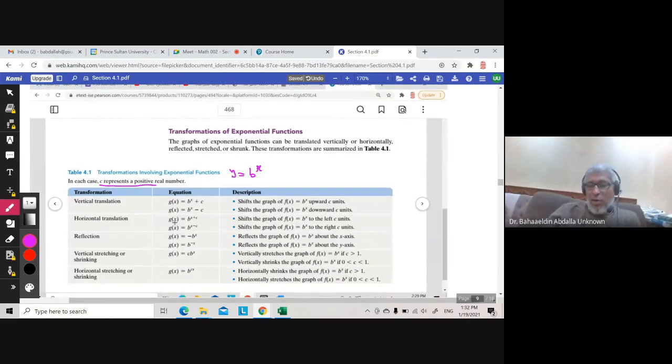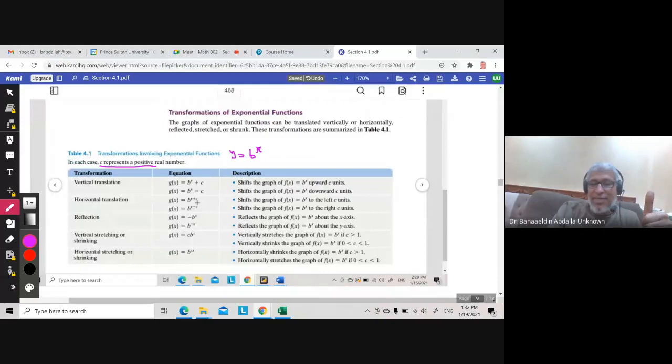Okay. What happens if you change x? Notice here x plus c. The plus c is not outside, it is up in the power. So here you are changing x. So if plus c, you go left. Be careful: plus c left. Here plus c up; here plus c left, the opposite. Minus c you go right. Okay, minus c right. So this is a horizontal translation.